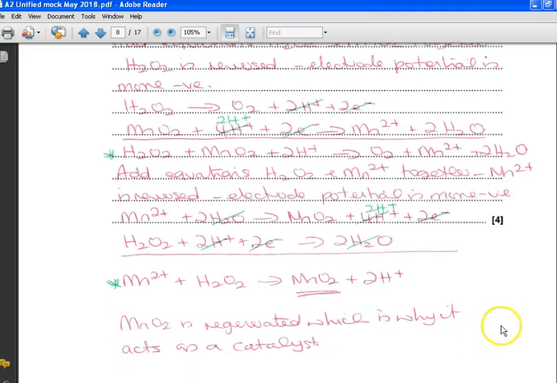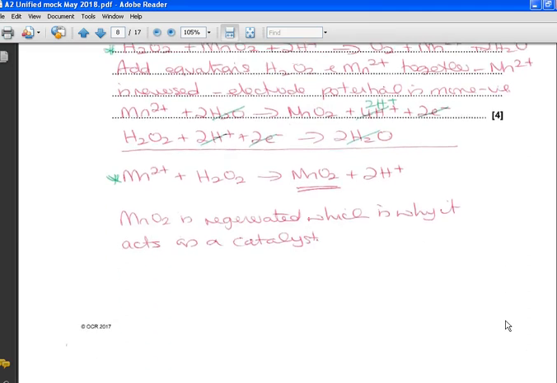You have to work out which one is being reduced and which one is being oxidized from the electrode potentials. Take the more negative one and swap it around, basically.